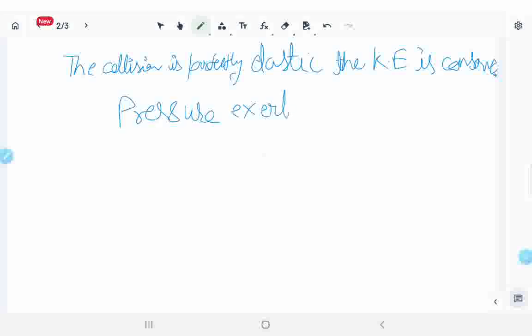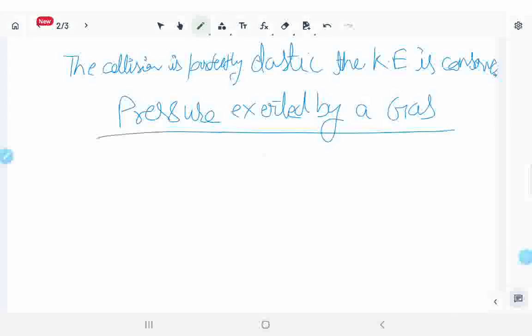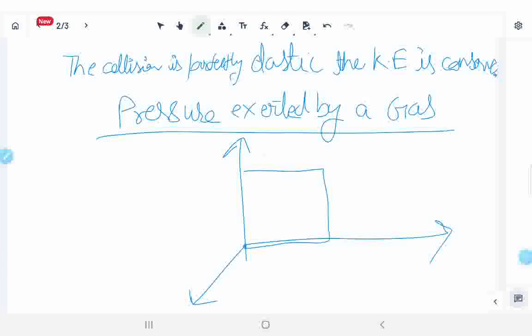The pressure exerted by a gas filled in a container. To do this, first we assume there is a container like this, and let us suppose the length is L and it is a cube, with x-axis, y-axis and z-axis.